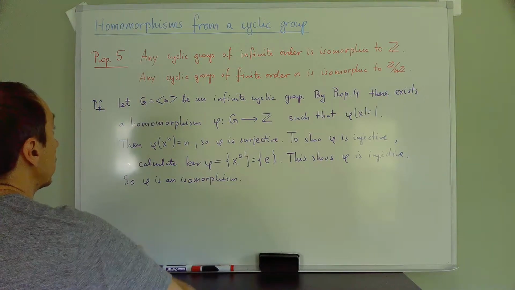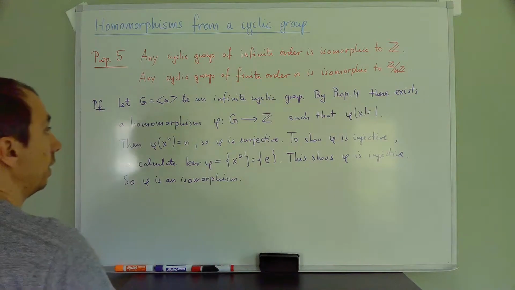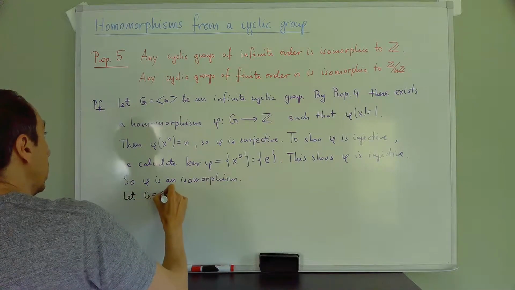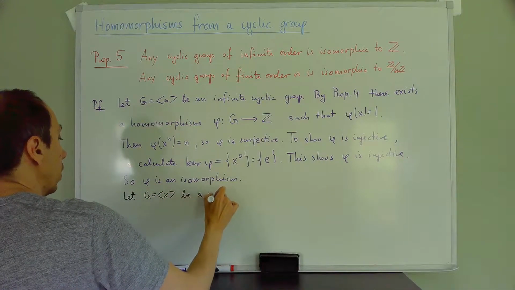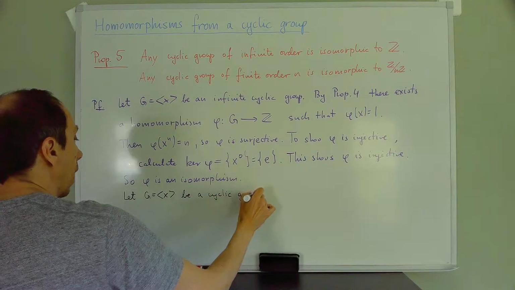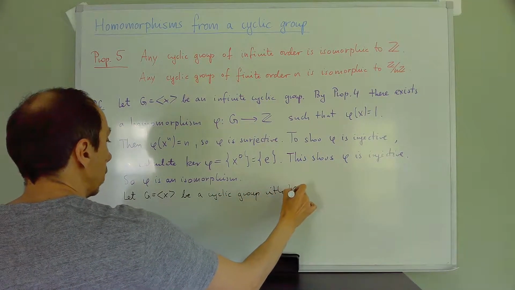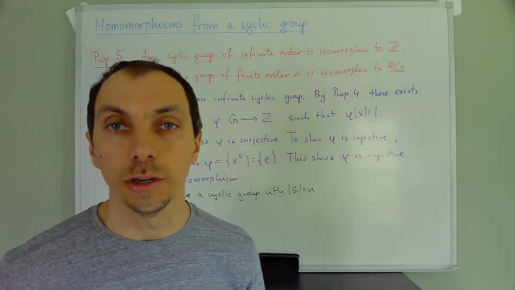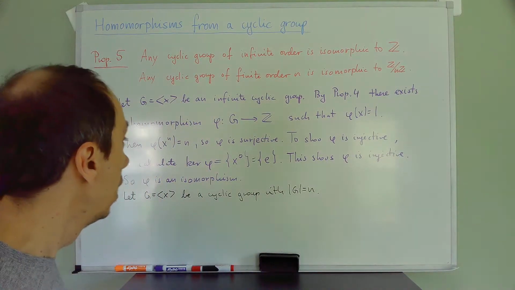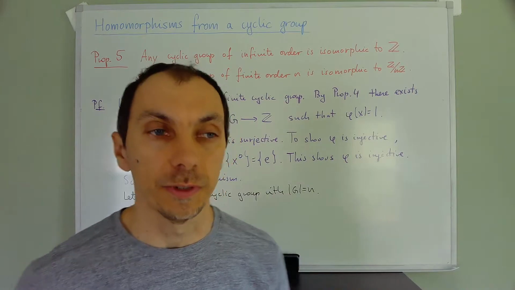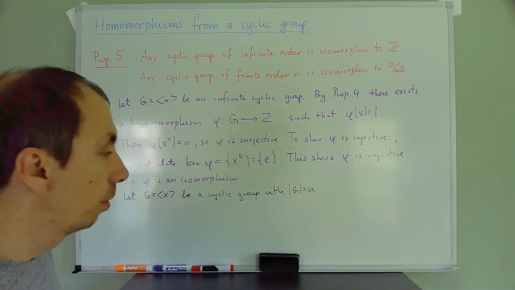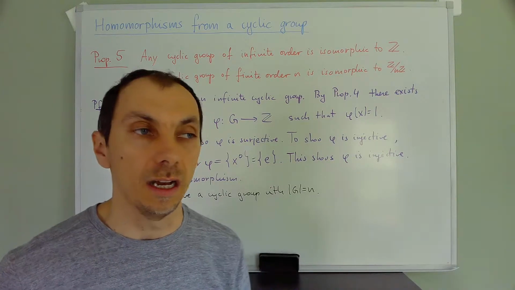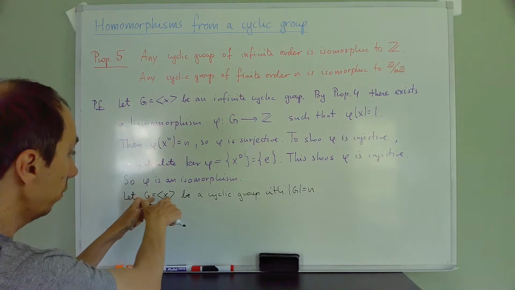Let's prove that any cyclic finite group of order n is isomorphic to Z mod nZ. So now let G, same thing, be a cyclic group with the order of G being n. This in particular means that the order of X is also n. Now, what was the second part of the proposition about homomorphisms? If I have a finite cyclic group, then there is a homomorphism sending X to H as long as the order of H divides the order of this group.